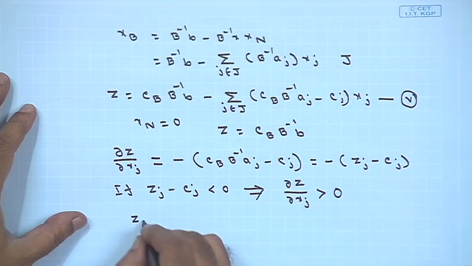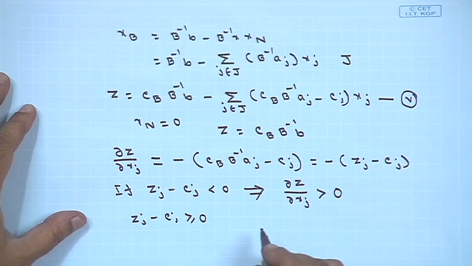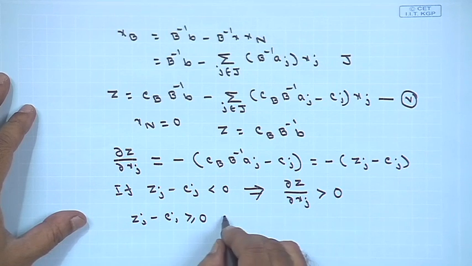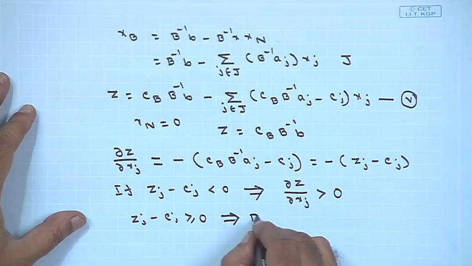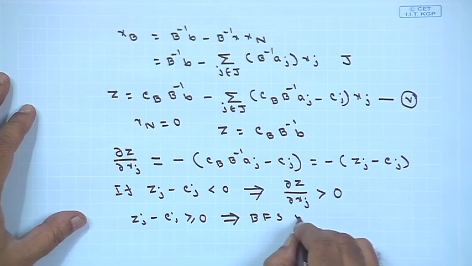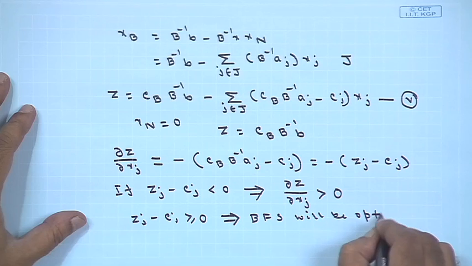Now, a BFS will be optimal if Z_j minus C_j is greater than or equal to 0. From here we can say that if Z_j minus C_j is greater than or equal to 0 for all j, then the basic feasible solution whatever you have taken will be optimum.